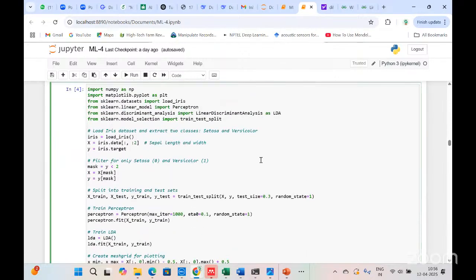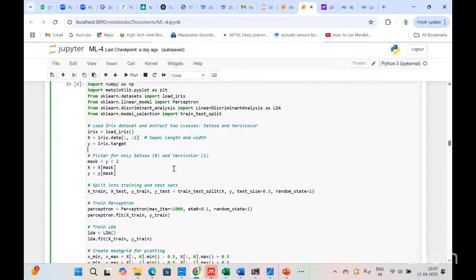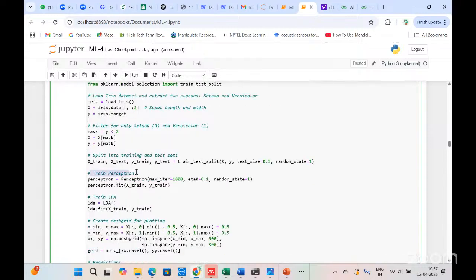So this is the program where I am using linear discriminant analysis, both linear discriminant analysis as well as the perceptron. Both classifiers I am using for the same data in the same program. Let us see which graph is doing correctly among these. The representation and the displaying of the graph is the same for both classifiers.